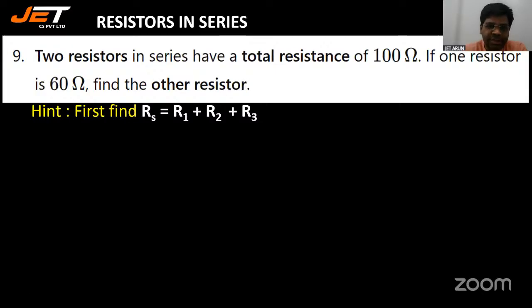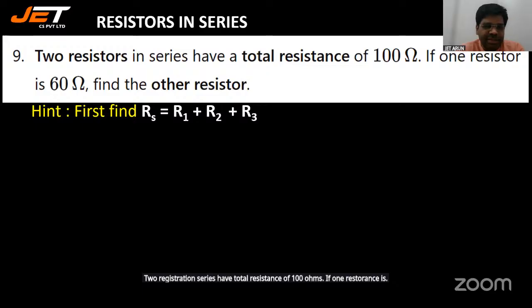Yeah, look at this. 2 resistors in series have a total resistance of 100 ohms. If one resistor is 60 ohms, find the other resistor. 2 resistors in series have total resistance of 100 ohms. If one resistor is 60 ohms value, find the other resistor. Excellent, Sahasra. Sahasra was the first one to answer. Very quick. Sahasra, very good. Zara, good.